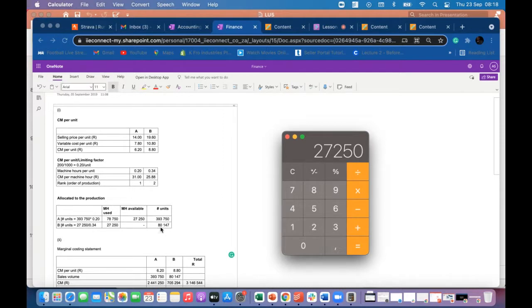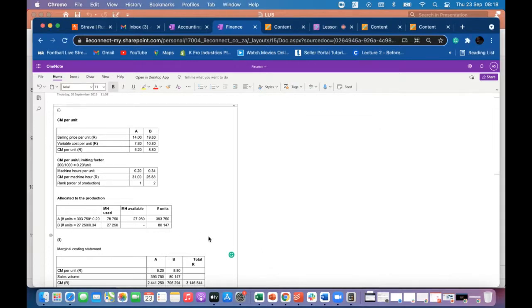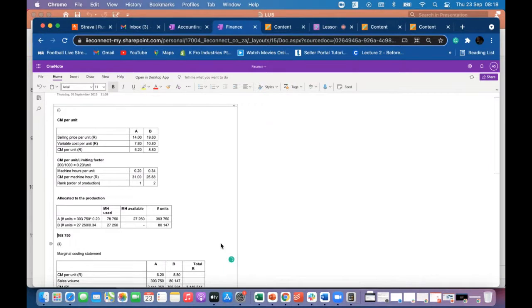And here you can see we only make 80,147 units. Now, if you look in the table there, how many units did we want to make of B? We actually wanted to make 168,750. That's how many units we actually wanted to make. So, guess what?